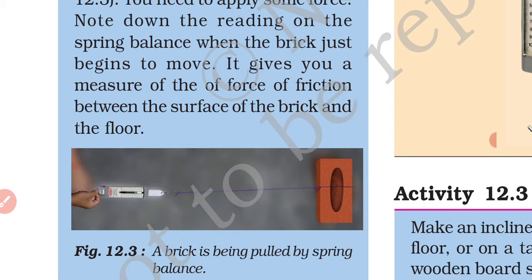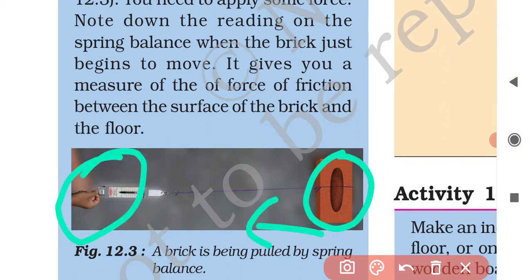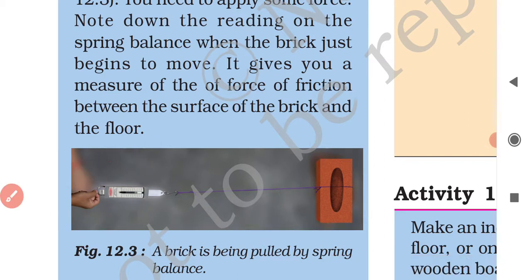Are you getting it? When we pull the spring balance from the other end, the brick will begin to move, or begin to slide, to this side. At that time you have to note the reading on the spring balance. This reading will give the magnitude of the force of friction between the surface of the floor and the surface of the brick. Why? Because they are in contact with each other. Clear?